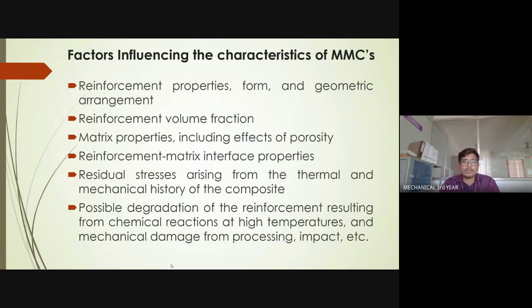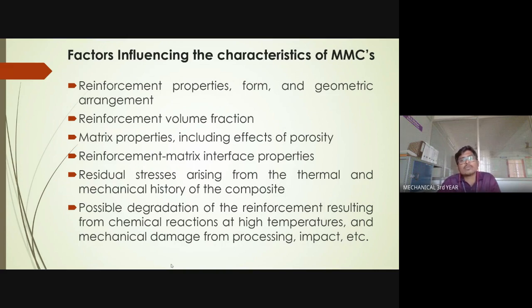Then the form in which the reinforcement has to be added. It may be particulate, it may be flakes, or it may be discontinuous fibers or continuous fiber. So what form you are going to use has to be taken into account. And geometric arrangement is nothing but in what geometry you are going to produce the component. Arrangement of the reinforcement is not going to occur in a natural manner in the case of metal matrix composite. So you have to arrange it by manual, that is artificial, methods. The arrangement has to be considered before going in for manufacturing of the composite.